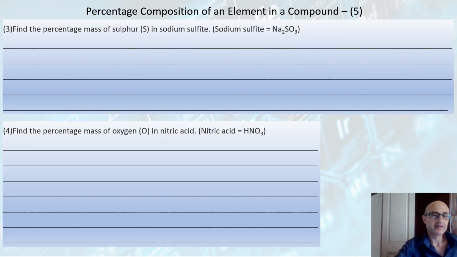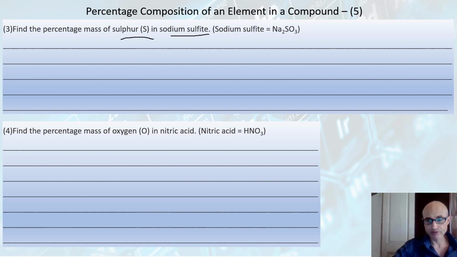Once again, the idea is exactly the same as in the previous slides, okay? And by this time you should have ample practice with finding the percent composition of an element in a compound. Note that in the first example that you are required to work out, you are being asked to find the percent by mass of sulfur in sodium sulfite. Okay, sodium sulfite is Na2SO3.